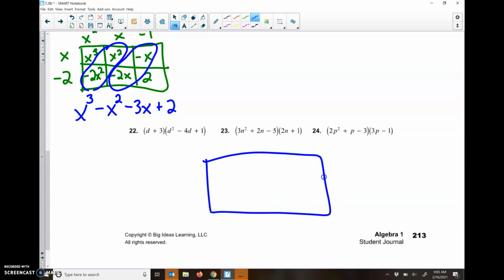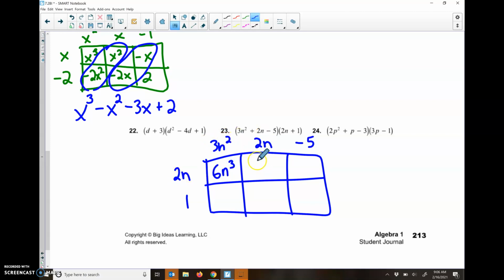Okay, so same thing. So I'm going to put 2n plus 1 here, and 3n squared, 2n, and -5. So 2n and 3n squared gives me 6n to the third. 2n and 2n gives me 4n squared. 2n and -5 give me -10n. And then 1 and 3n squared gives me 3n squared. 1 and 2n gives me 2n. And 1 and -5 gives me -5.